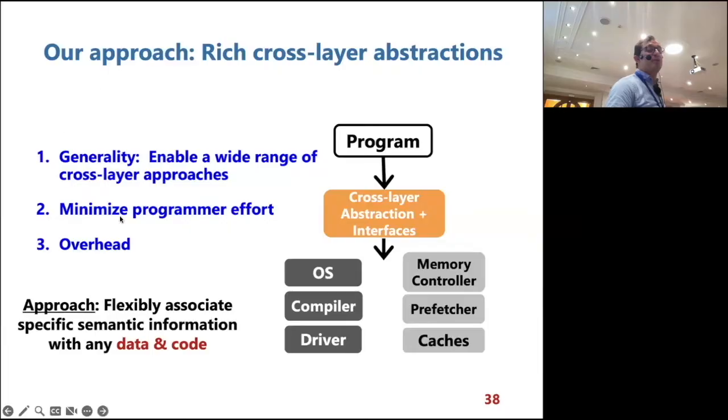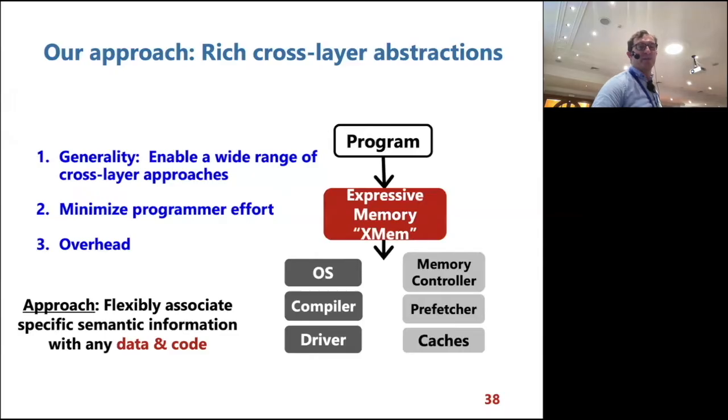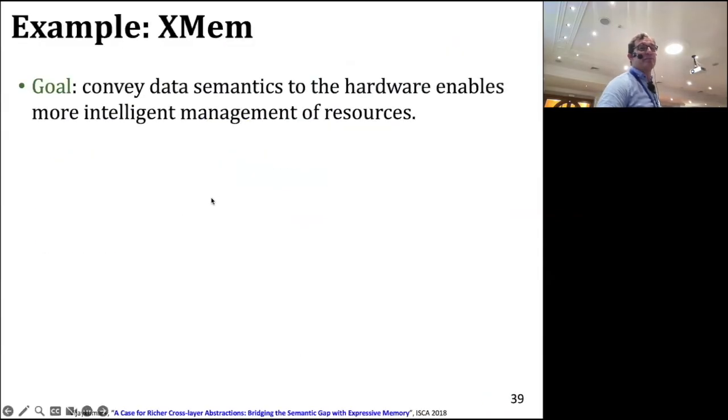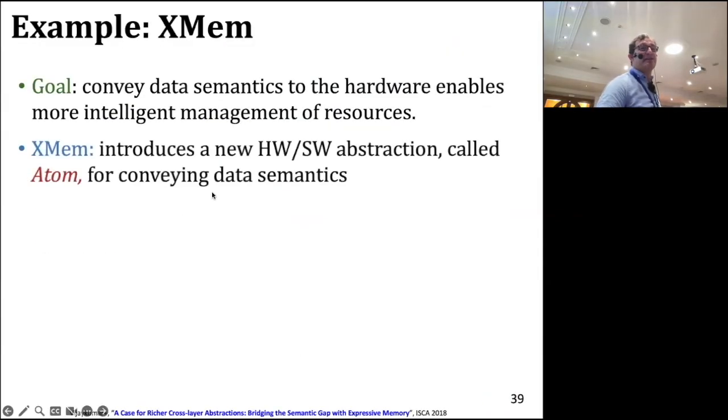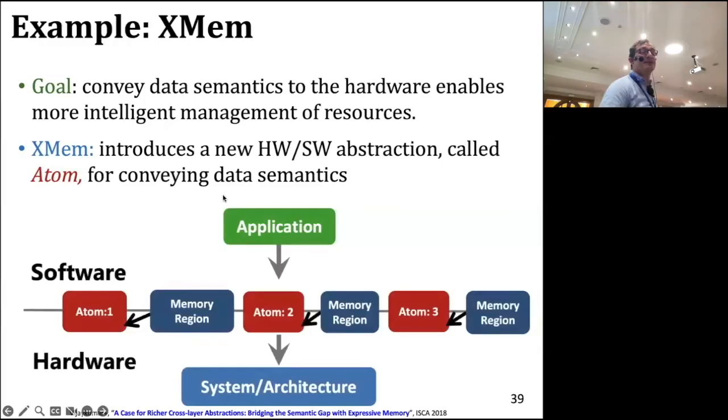So the approach we took in this work was to flexibly associate specific semantic information with any data. In this particular work, it was data, but I think this could be generalized to code as well, like instruction memory. So what is the idea? I already said this, I think. There's a new hardware-software abstraction we call Atom for conveying data semantics. At the high level, you have memory regions. Memory regions are associated with atoms. And this atom specifies characteristics of that particular memory region.